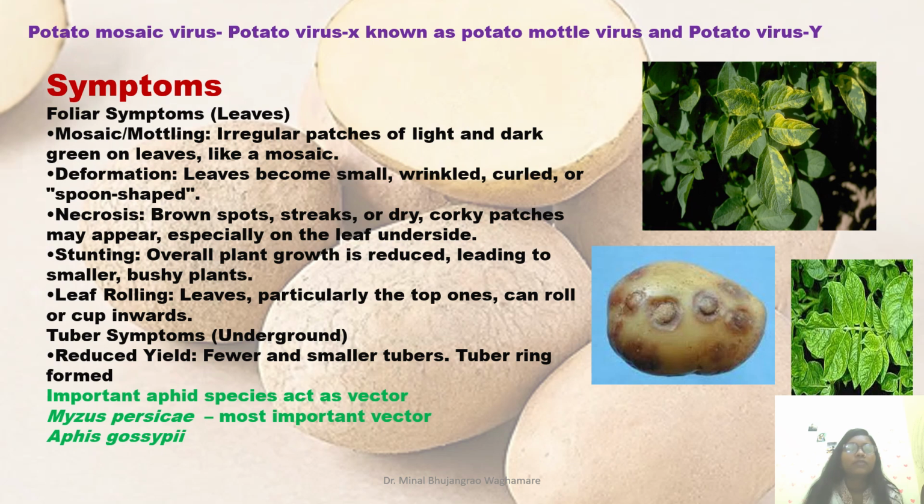Coming to the next important disease and last disease of this potato series, that is potato mosaic virus. The causal organism is potato virus X, also known as potato mottle virus, and potato virus V is also responsible for the potato mosaic viruses. In this we can see the mosaic appearance. What we mean by mosaic appearance: irregular patches of light green and dark green on the leaves. Some portion is yellow and some portion is green. Such patches will appear on the leaf. That is mosaic, and mottling of the leaves takes place.